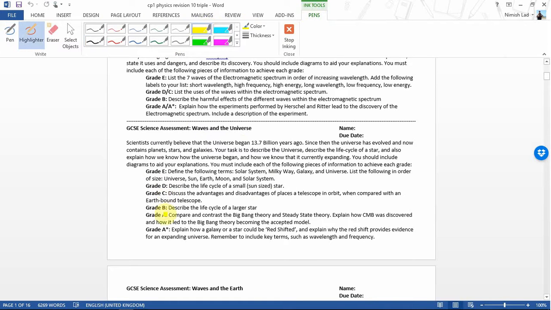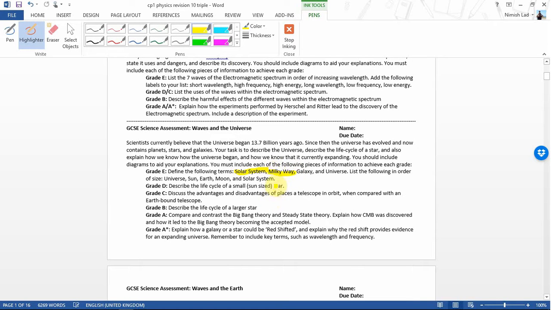So as usual, I'll go through the grades first, and I'll go through the rest of the work that we need to go through after that. So first thing, you need to define the following terms: the solar system, the Milky Way, the galaxy, and the universe. So the solar system, that is just the sun and all of the planets that go around it. That's pretty straightforward. We've got the Milky Way, that is our galaxy.